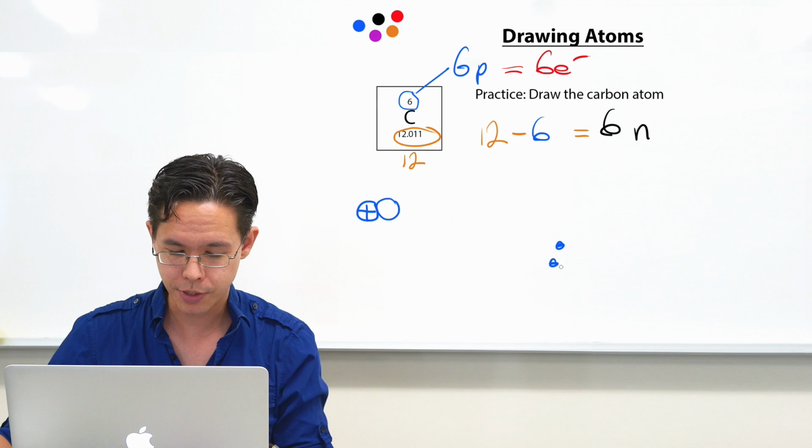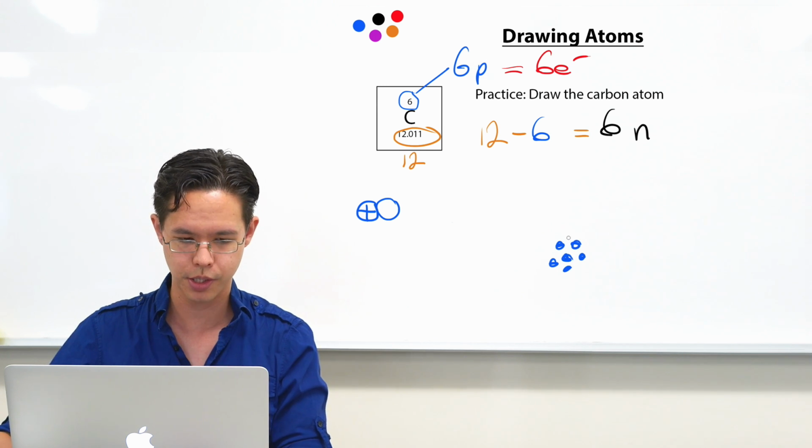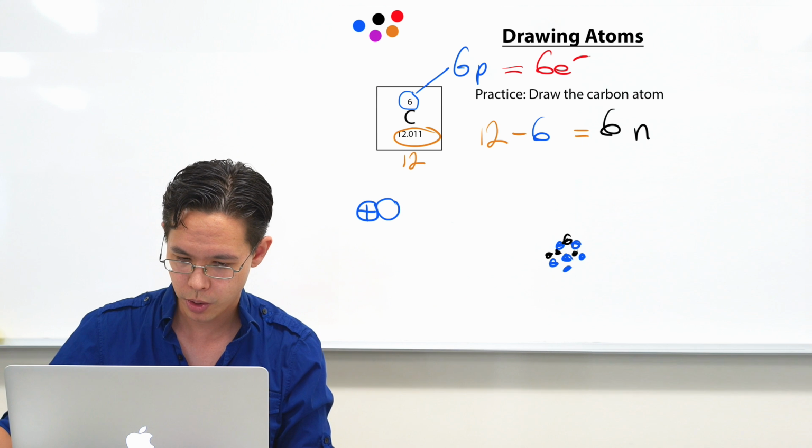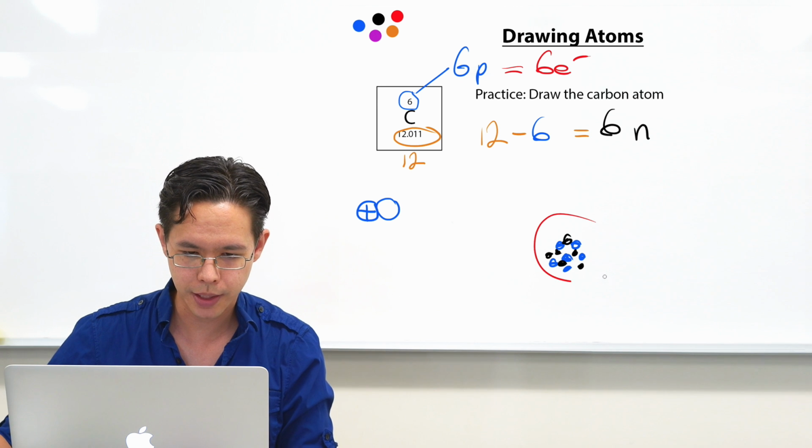Here we go. I have to have 6 protons now. 1, 2, 3, 4, 5, and 6 protons. How many neutrons? 6. 1, 2, 3, 4, 5, 6. Good enough. Now I'm going to start drawing my electrons onto it.